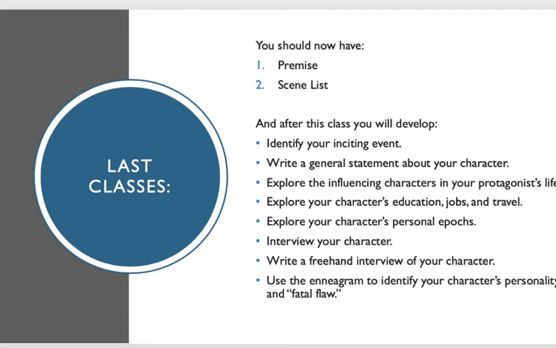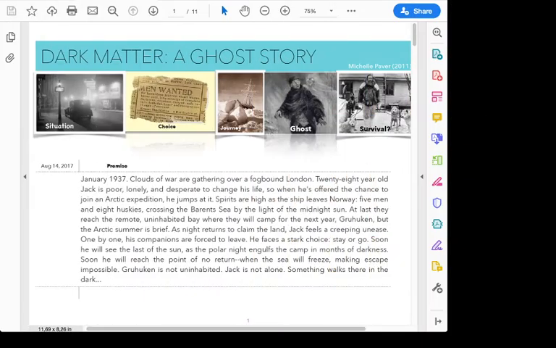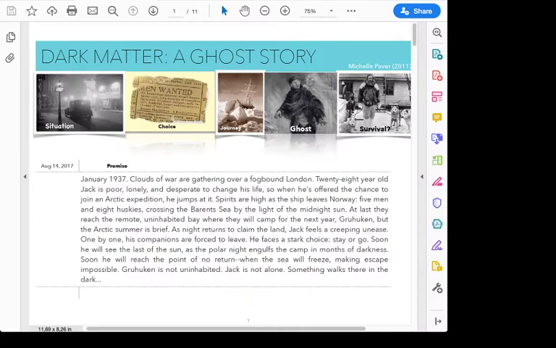So we're going to look really quickly at a worksheet that I created, called Dark Matter. Let me just get over there. Dark Matter, a ghost story. This is a book written by Michelle Paver, and I want to talk about the premise here, and then we're going to look at some important components. Those components are premise, plot paradigm, scene list, and character sketch. And then after we do that, we'll go over to talk about Enneagrams and the different kinds of character archetypes.